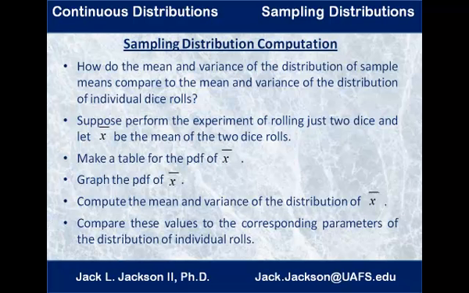So we're not going to actually do this experimentally, we're going to do it theoretically. But the idea is to roll 2 dice, find their mean, record that. Roll 2 dice, find their mean, record that. And see what that distribution of means would be. So let's work out what the table would be for the PDF and graph the PDF of X bar, the distribution of X bars, and then compute the mean and variance of this distribution.